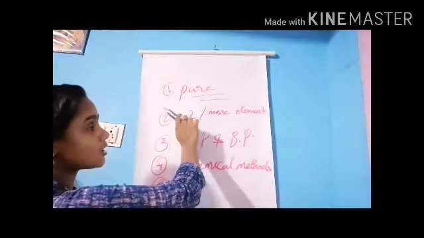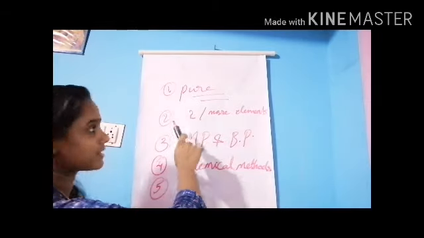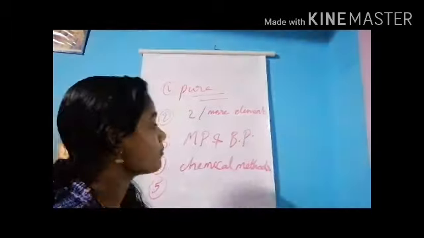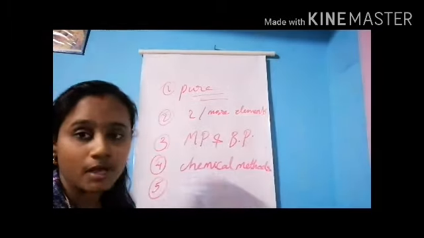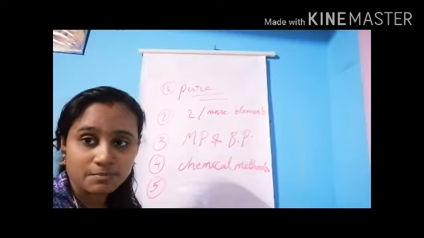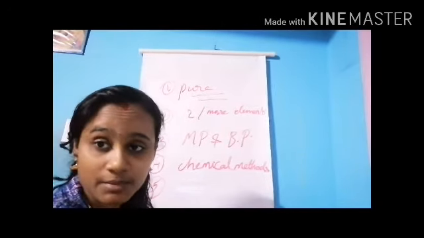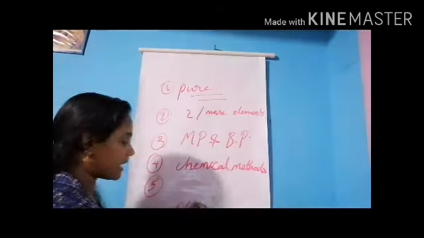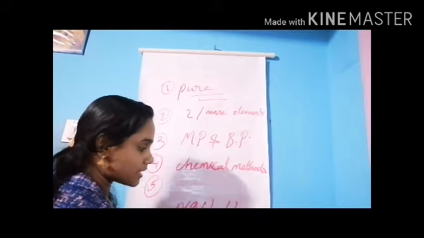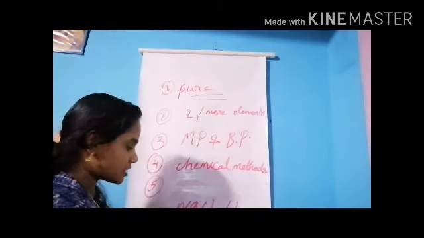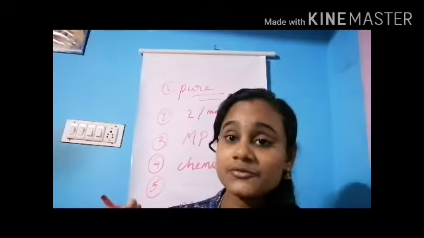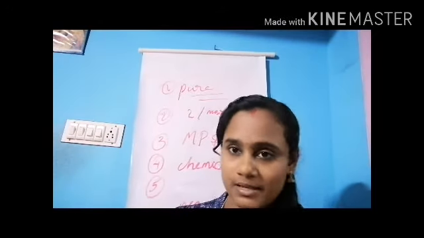Once again, compounds are pure substances and homogeneous. They are composed of two or more elements, have melting and boiling points, and can be separated by chemical methods. Fifth, compounds have a definite chemical formula. For example, sodium chloride NaCl, water H2O, potassium chloride KCl.